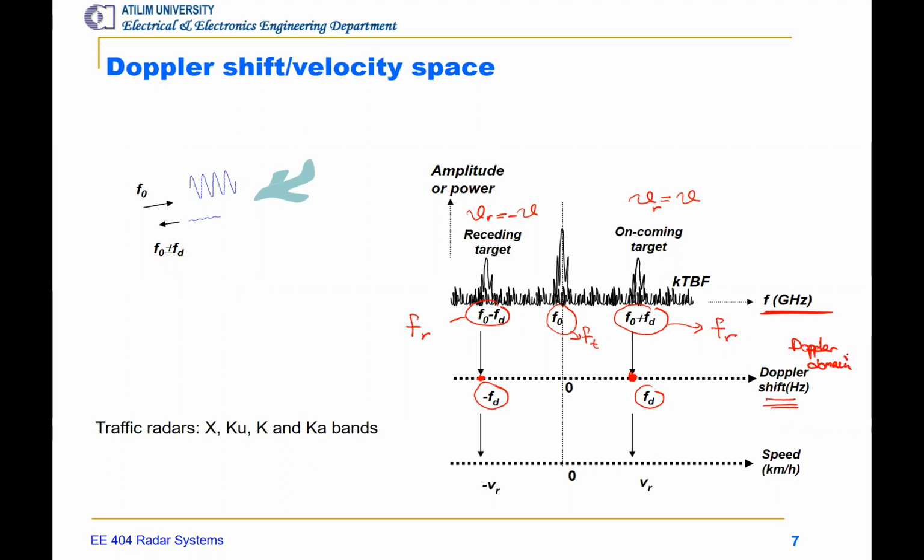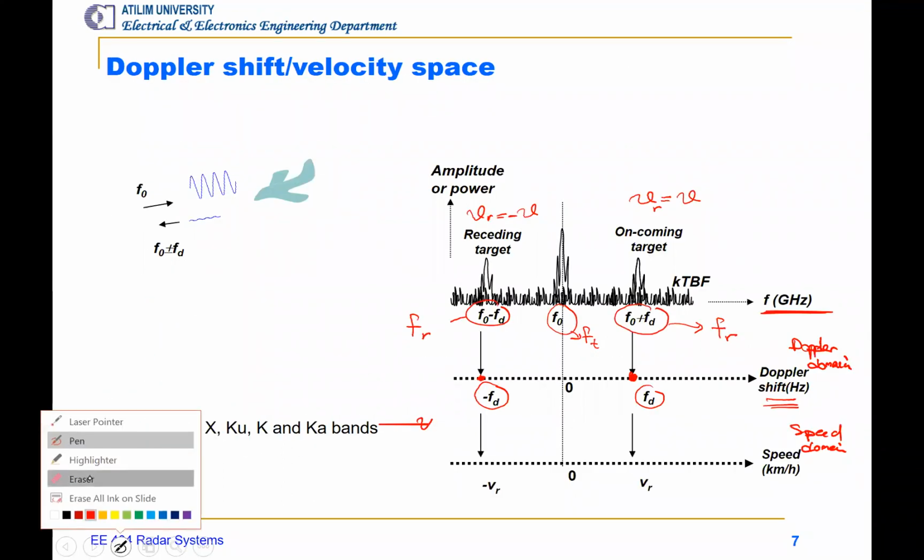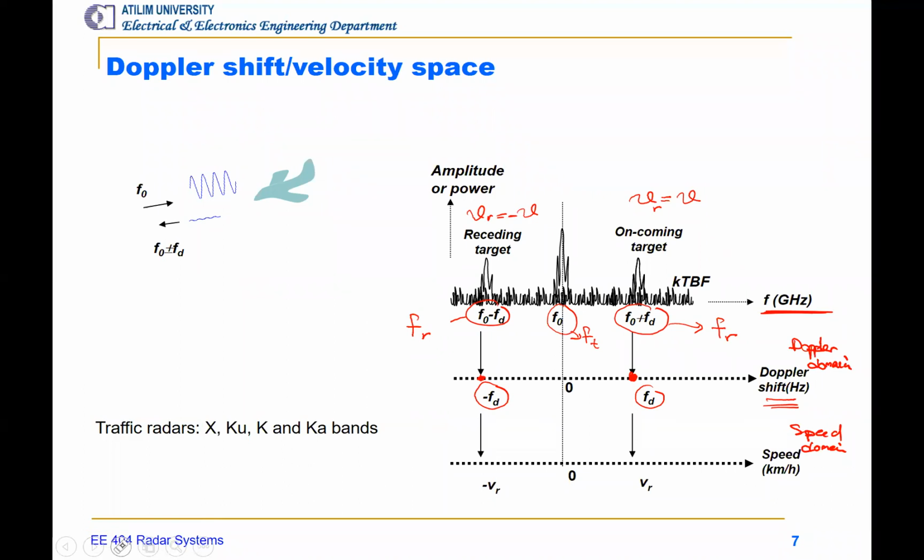This is the Doppler domain, after extracting the transmitting signal frequency. And then here we get the speed domain, where we simply change here. Okay, so fD is 2VR over lambda. So I just write VR equals lambda FD over 2 to get the speed domain where we get VR or minus VR.